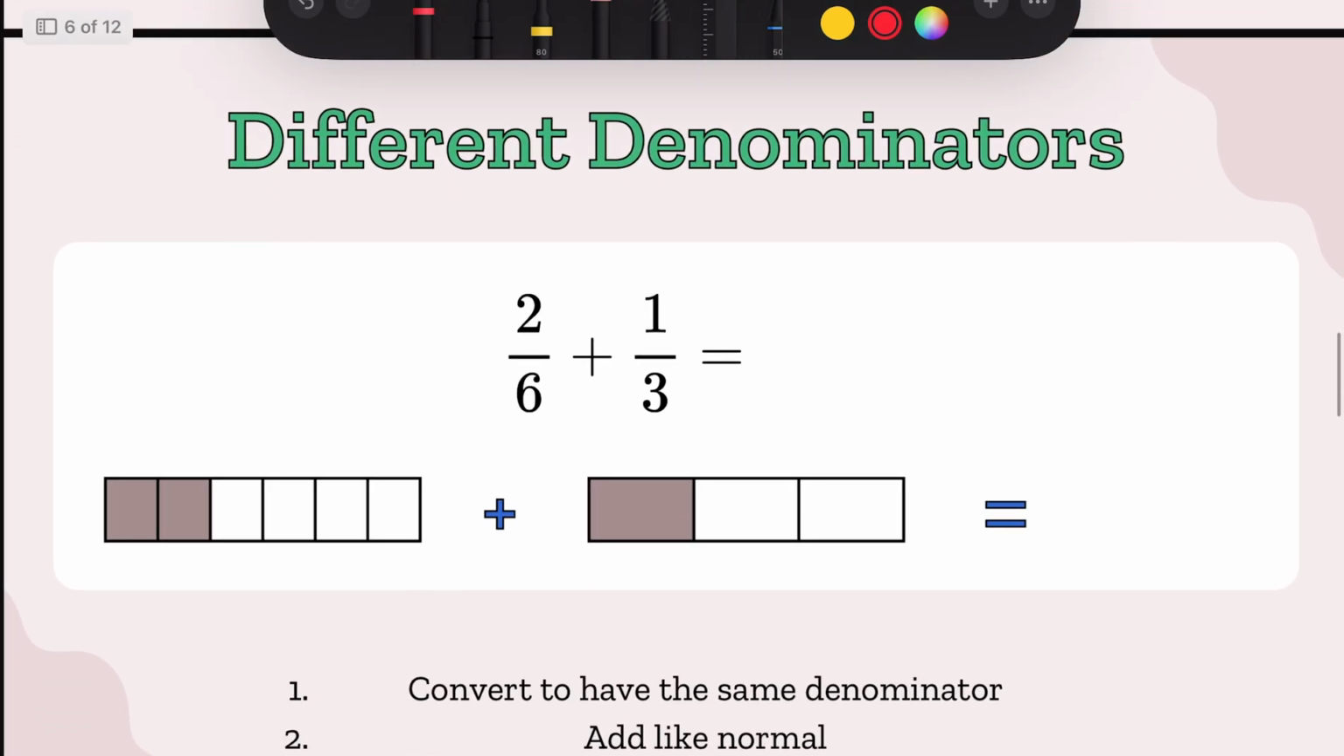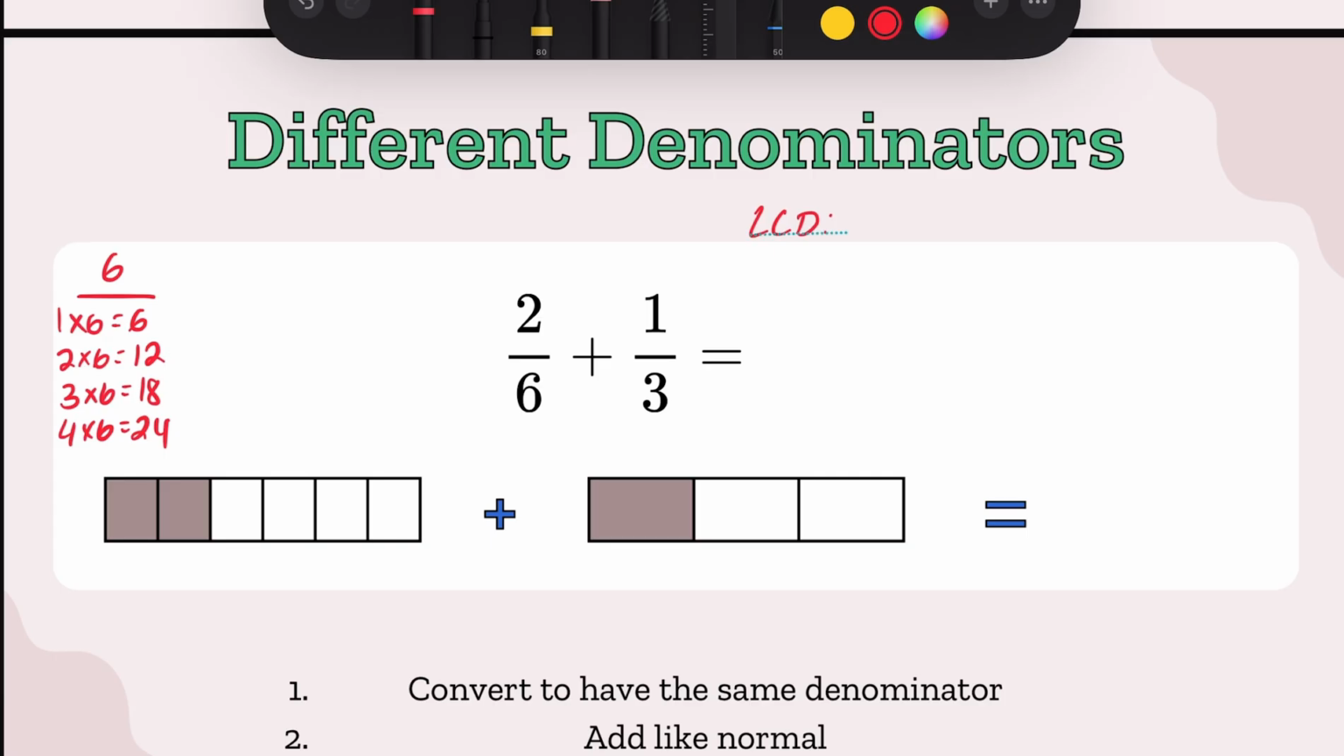But now, what happens when we are given different denominators? Well, we want to find what we call our least common denominator, also known as LCD. And the way we find this is through finding our least common multiple. So for example, multiples of 6 are 1 times 6, which is 6, 2 times 6, which is 12, 3 times 6, which is 18, and 4 times 6, which is 24. So 6, 12, 18, and 24 are all multiples of 6.